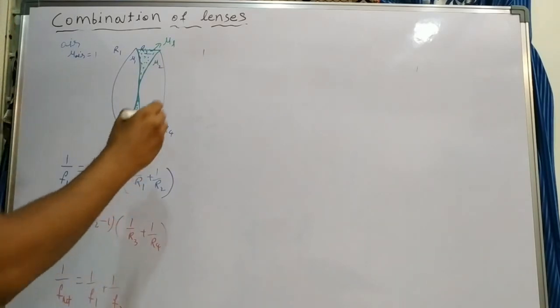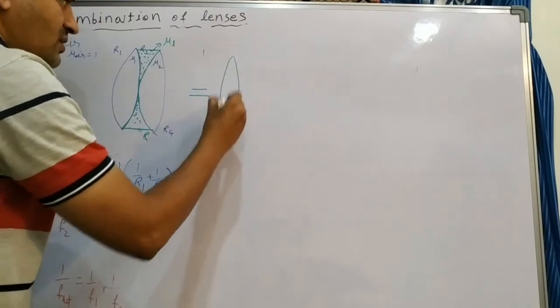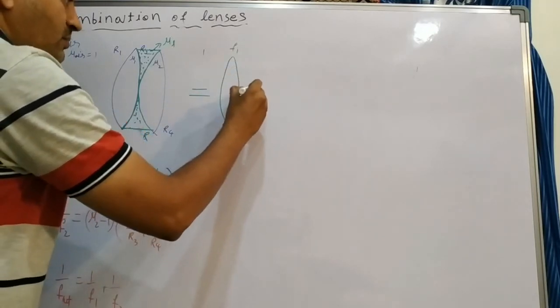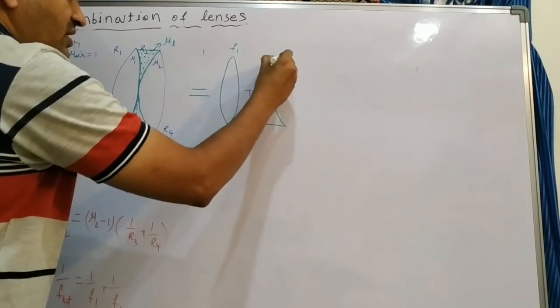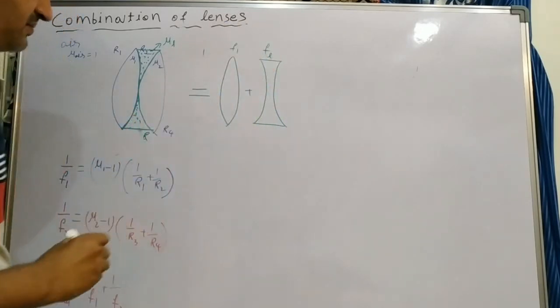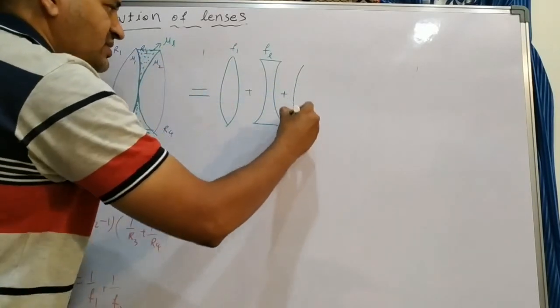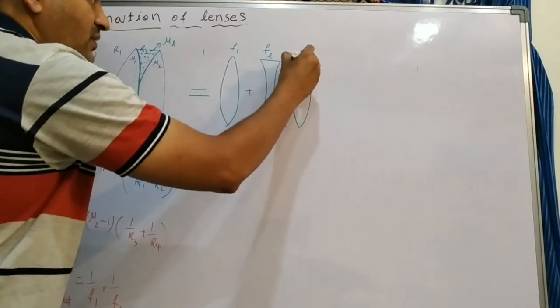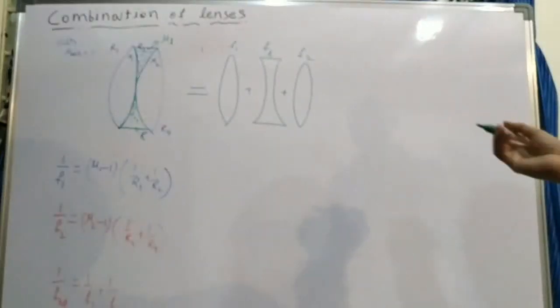Now what you get is a combination of one convex lens of focal length f1 plus one concave lens. We don't know its focal length, so you can take it as the focal length of the liquid lens, f_L. Next, another convex lens is there with focal length f2. We know f1 and f2, but we don't know f_L. To calculate that, what is the focal length of the liquid lens? So we'll take the general formula here.